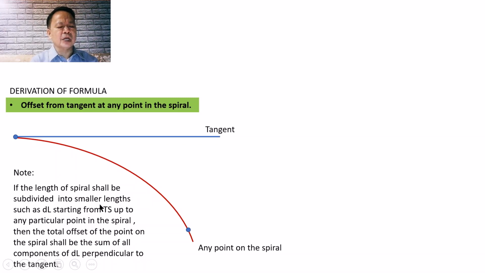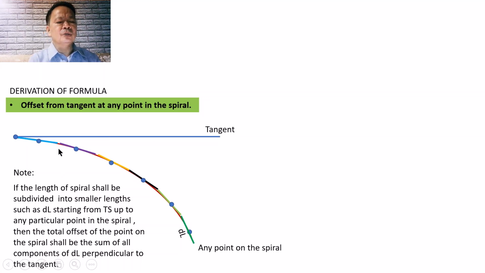To understand this discussion, let us show that we subdivide this into differential lengths. Say I have here the point, and this is actually the first differential length. This length is short, although the point we see is even smaller than this. Maybe the point is even larger than the differential length. Imagine another point, so that we have here the differential length, and so on and so forth, up to the end. These are the differential lengths used to subdivide the total length of the spiral up to any point. The offset from tangent is the summation of all the components of this differential length perpendicular to the tangent.